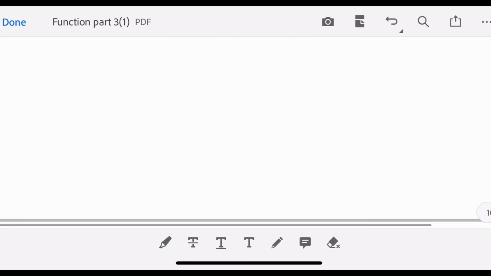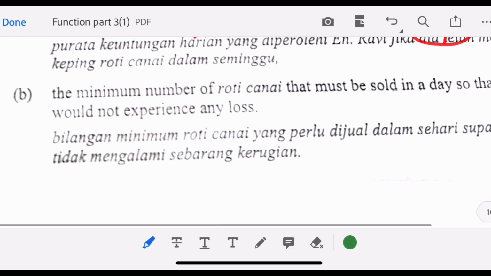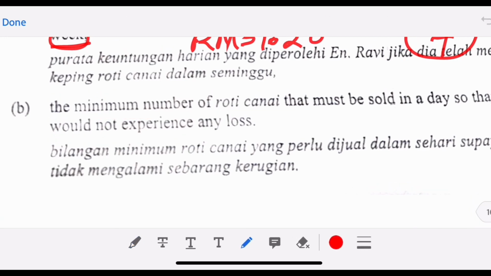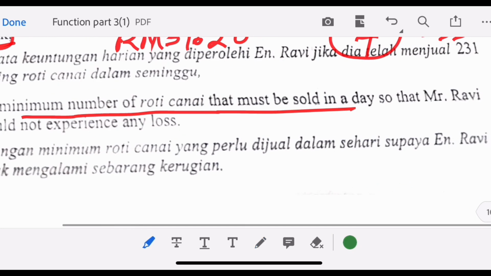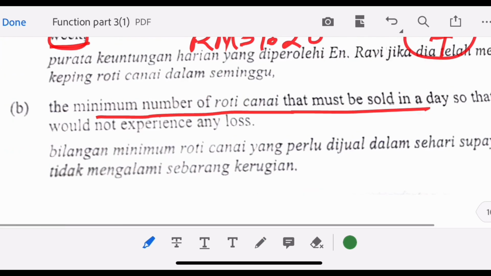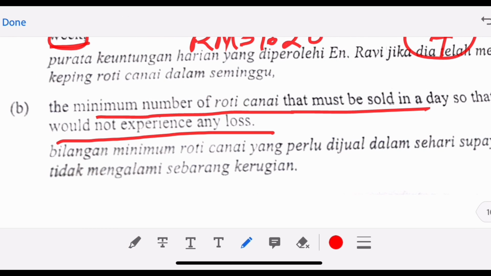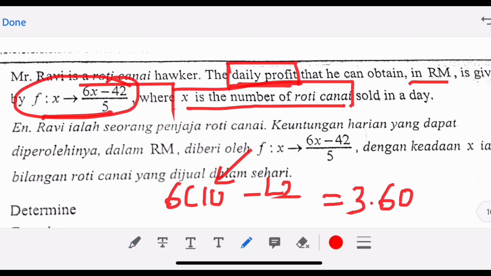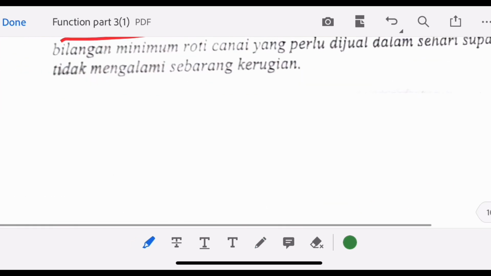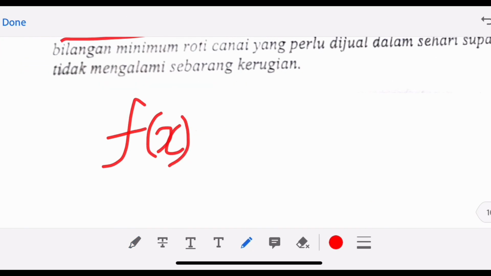Now we will proceed to the next one, which is the minimum number of roti canai that must be sold a day so that Mr. Ravi would not experience any losses. Since this is a profit function, we jot down: this one is the profit function. The profit function is of course a function that will tell Mr. Ravi about the daily profit, right?